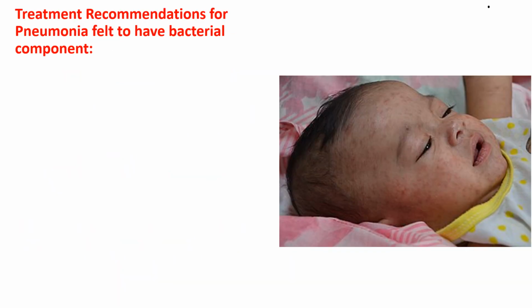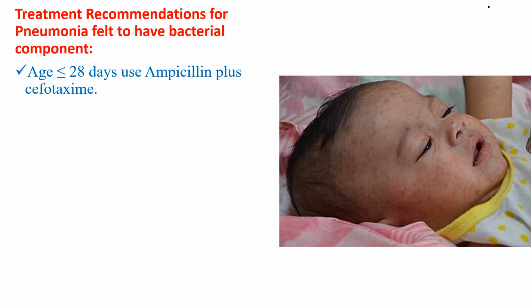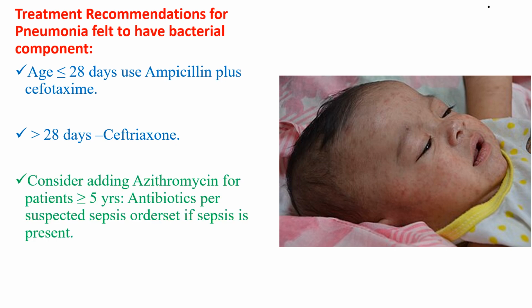Treatment recommendations for pneumonia which is felt to have a bacterial component include, for less than 28 days, ampicillin plus cefotaxime. For more than 28 days, use ceftriaxone. And consider adding azithromycin for patients greater than 5 years. Antibiotics per suspected sepsis order set if sepsis is present.